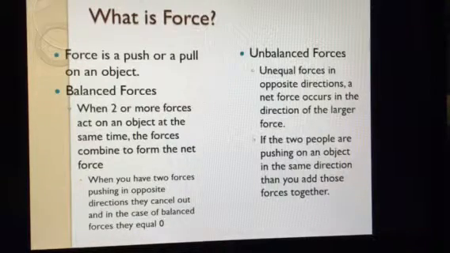But in an unbalanced force, you have 2 people pushing in opposite directions. However, those 2 people pushing in opposite directions are not pushing with the same amount of force.